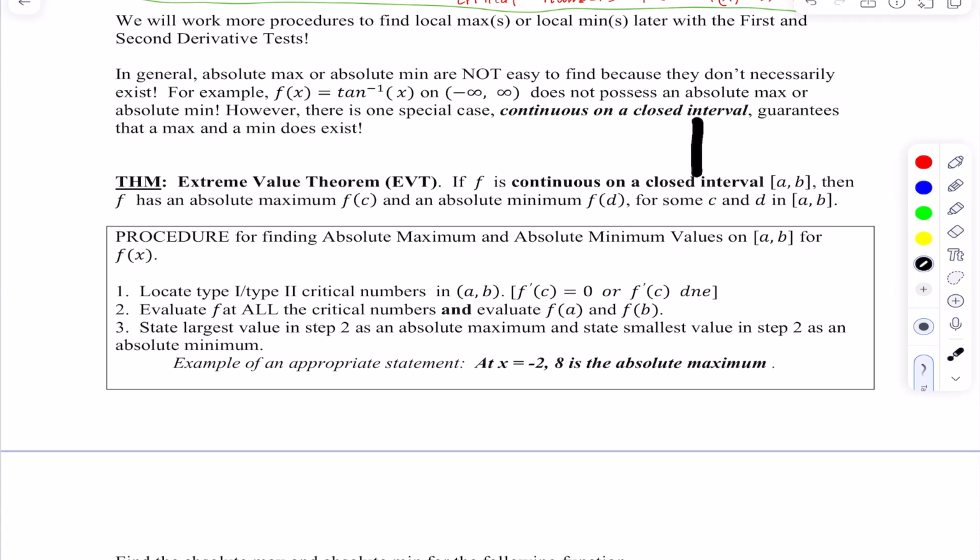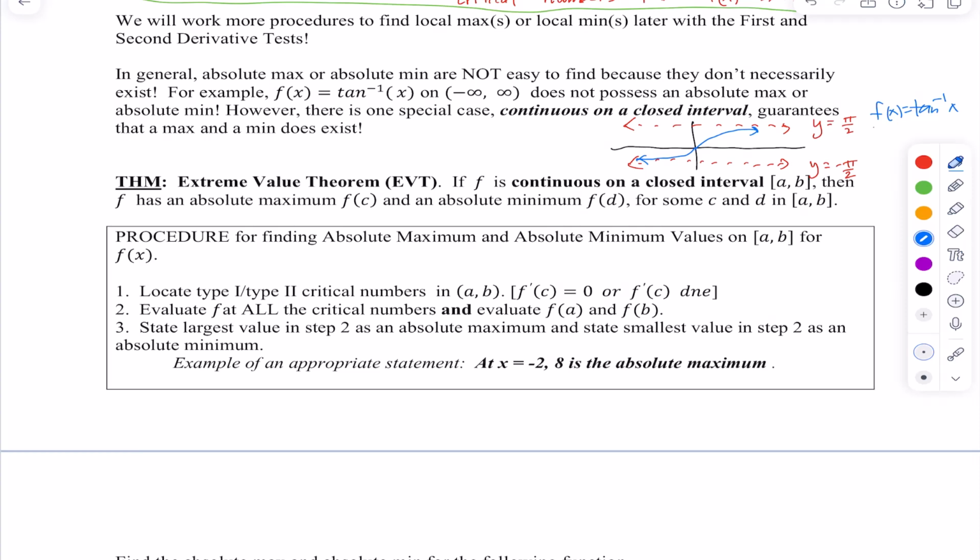So let me jar your memory if you've forgotten. The inverse tangent has two horizontal asymptotes, and so the y values never even touch the y value of pi over 2, yet it does keep increasing and increasing and increasing. Okay, so the function here is the inverse tangent of x, and it goes something like that. Notice it never touches those horizontal asymptotes, so there is no absolute max, no absolute min.